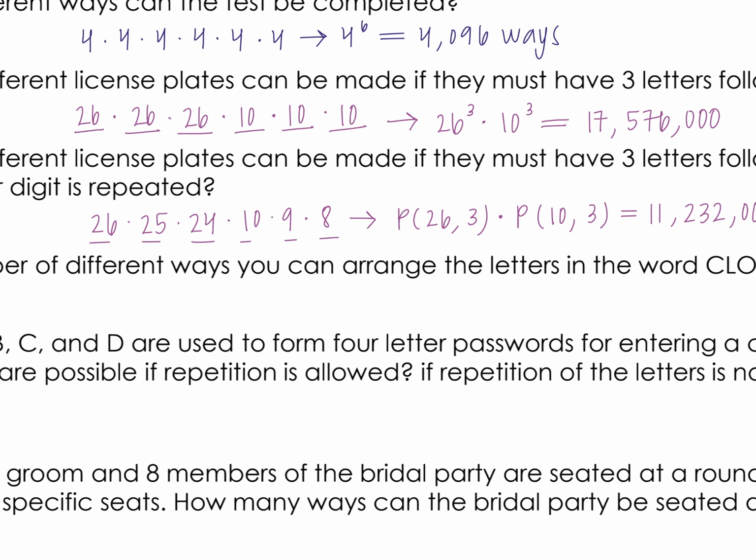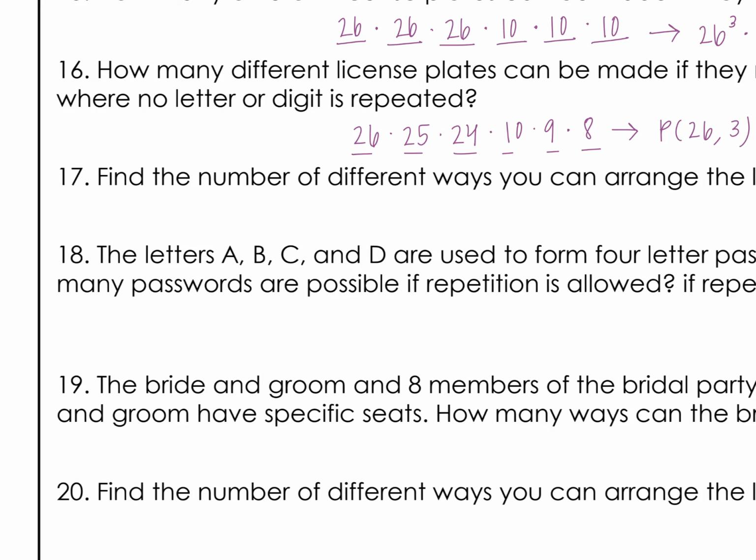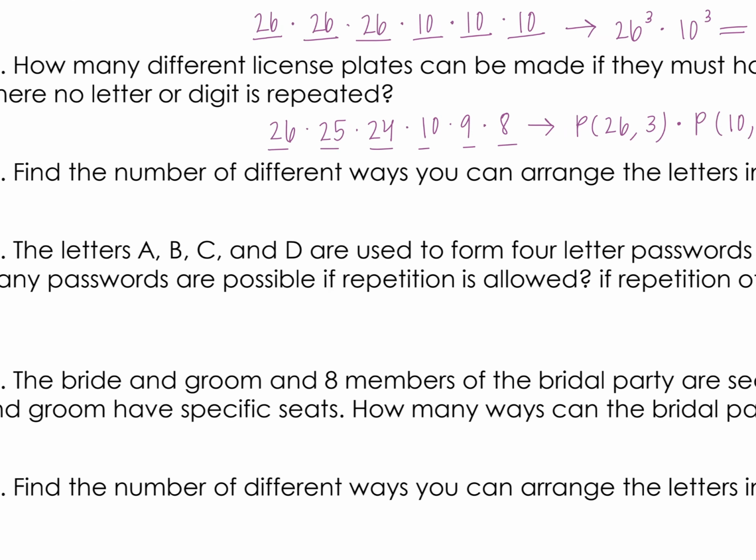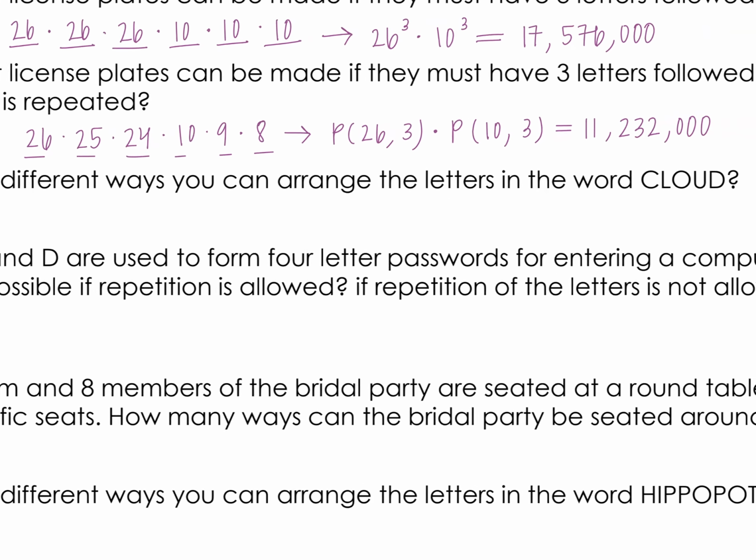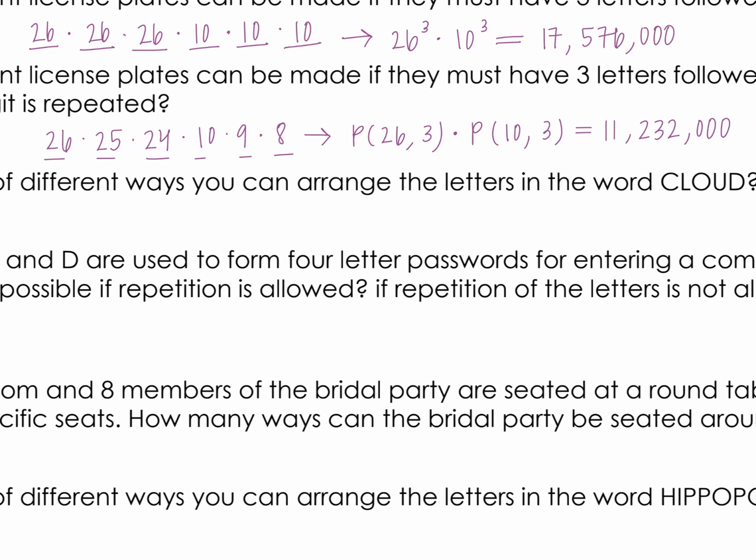All right. Moving into number 17, find the number of different ways you can arrange the letters in the word cloud. Okay, so we've got cloud, which has 5 letters in it. So that would be 5 factorial. Just double checking, we have no repeats, so we don't have to divide. And so when I plug that into my calculator, I just get 120 as my ways that I could do that.